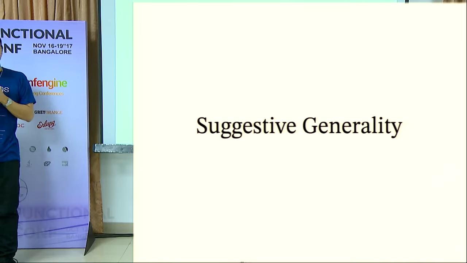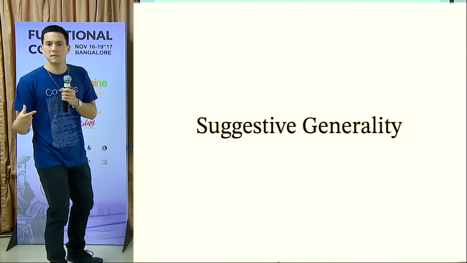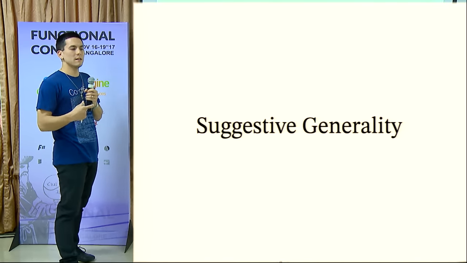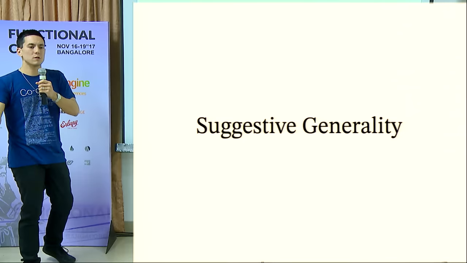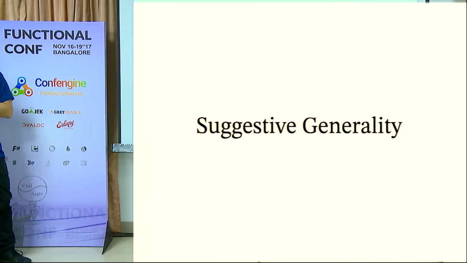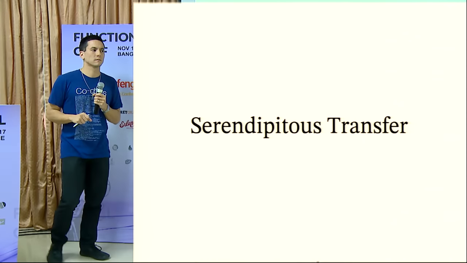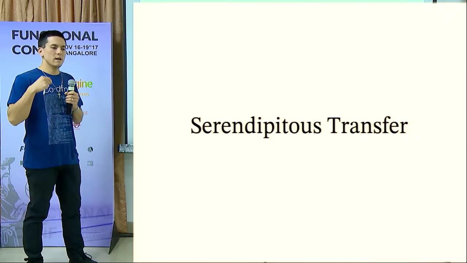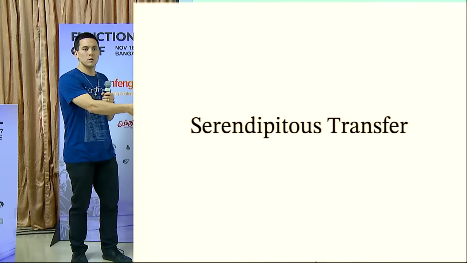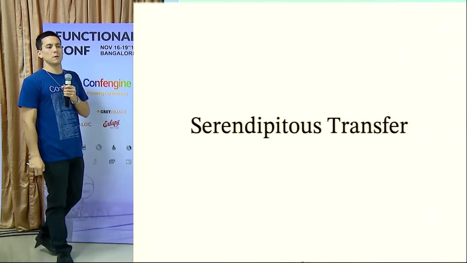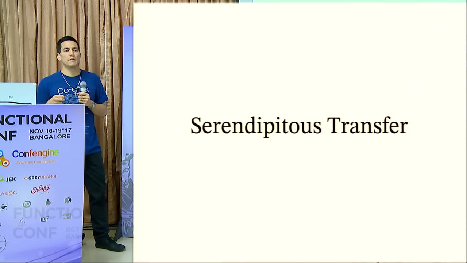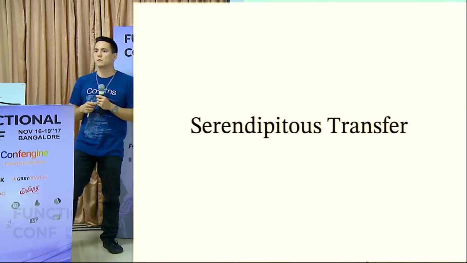Suggestive generality means that we can take one of these pieces, and if we don't overspecify it, we might find that it works somewhere else. We might find that it is useful as an idea in another domain that we didn't realize. It allows us to make connections and see patterns. I call this serendipitous transfer. It means that we can use our programming source code to lead us to new knowledge and new information and new ways of looking at the problem. Whereas if we constrain and overspecify, we're restricting our ability to see how that code might apply somewhere else.